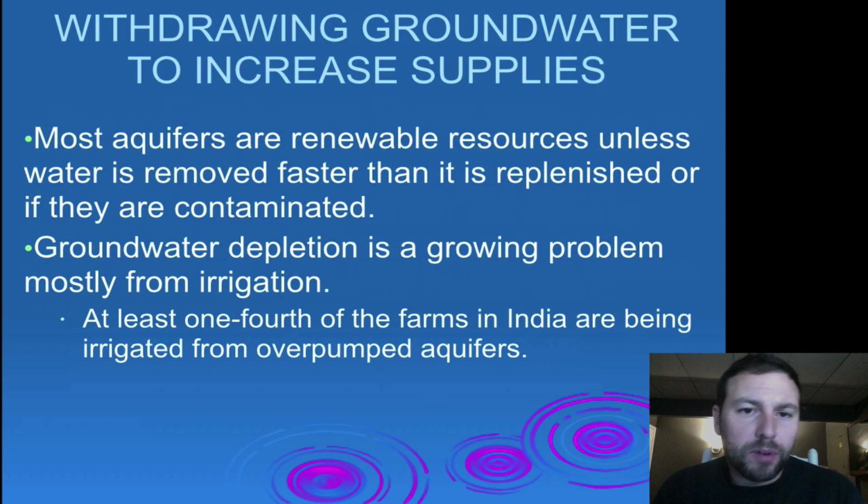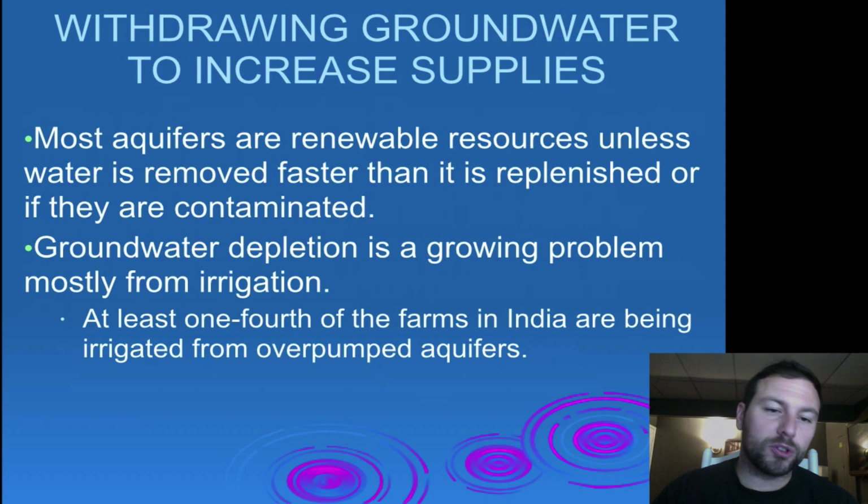So withdrawing groundwater to increase supplies. Here on Long Island, groundwater is our sole source, is where we get our water from. They're considered renewable resources unless we're removing water faster than it can be replenished, faster than that water can infiltrate and percolate into our aquifers. Groundwater depletion is or can be an issue here on Long Island and in a number of different areas, basically from irrigation.